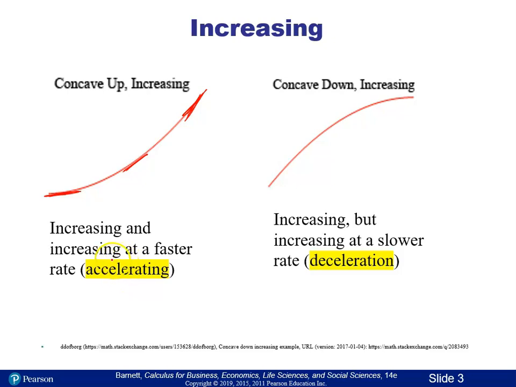So acceleration actually comes from the second derivative. Here, like we said, this one is still increasing, but if we consider the slope at different points along the way, you can see that that slope is getting less and less. It's flattening out. So while it is still increasing, it's increasing at a slower rate. Therefore, it's a deceleration.